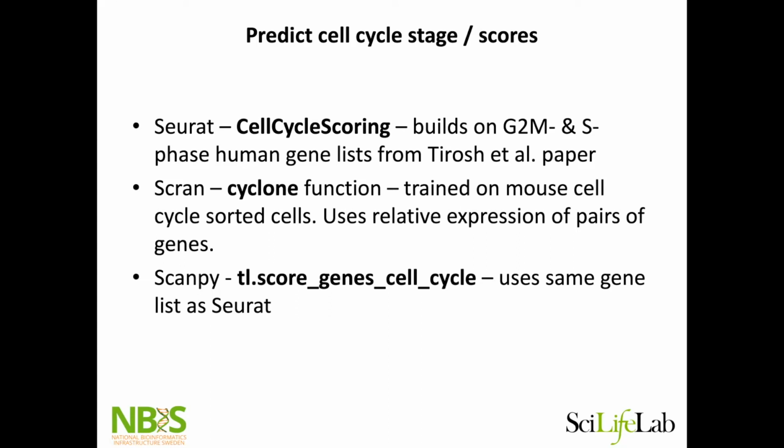While Cyclone uses relative expression of pairs of genes. It's trained on cells that are sorted by cell cycle, and looks at, for instance, this gene should always be higher than that gene if it's S phase, and then uses those pairs instead. In Scanpy, they use the same implementation as in Seurat.